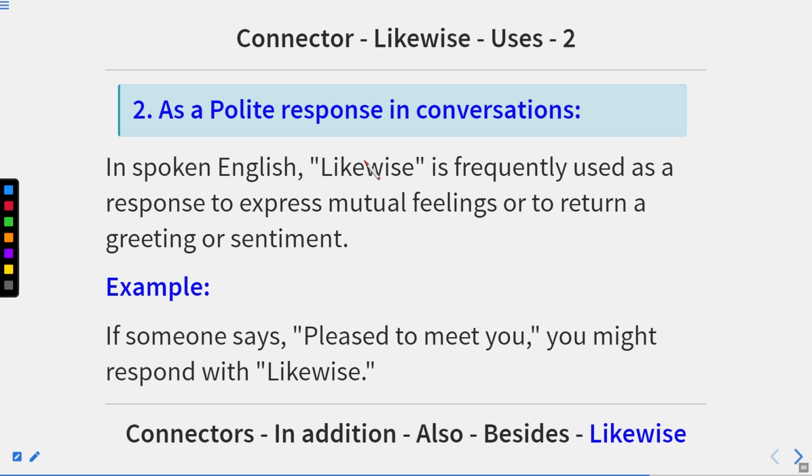In spoken English, likewise is frequently used as a response to express mutual feelings or return a greeting sentiment. If someone says pleased to meet you, you might respond with likewise. It means, as we say me too, we can use the word likewise. It means you also were pleased to meet him.